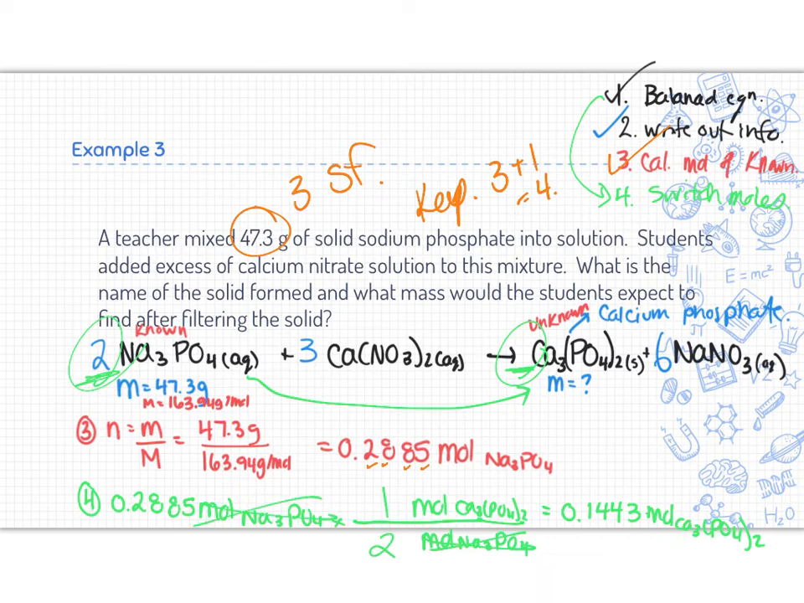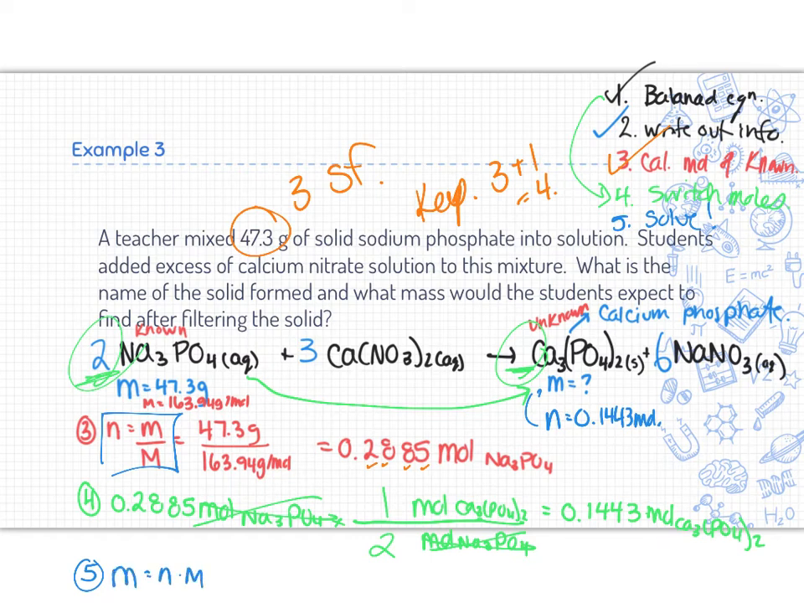Our very last step is to solve the question. We are looking for mass, and we just calculated moles of this. So, using moles to find mass, I'm going to use just a rearrangement of this formula again. Mass is equal to moles times molar mass.